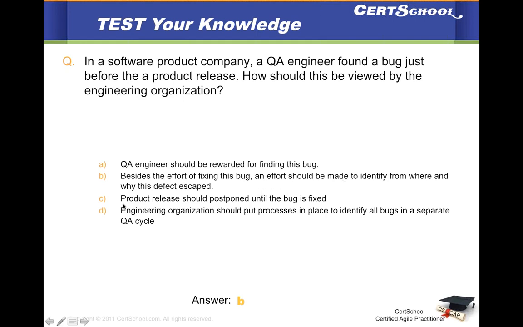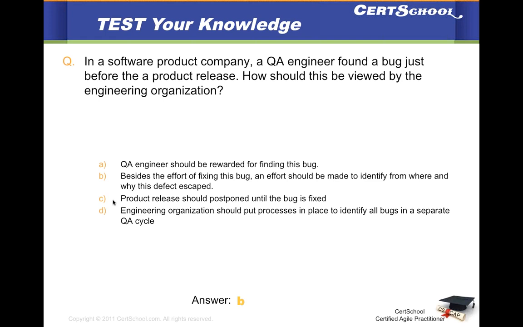Right. Option number C, product release should be postponed until the bug is fixed, is kind of a vague statement, because you don't know what the severity of that bug is, whether it is a showstopper bug or just something that the customers would be able to live with. Remember, there's no software that is bug free. There'll always be some bug. So because it hasn't qualified the severity of the bug, can't really choose this option.